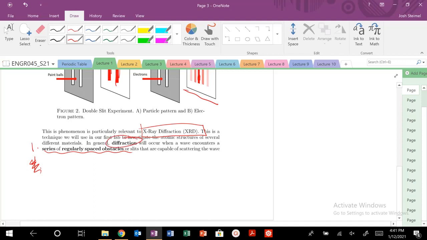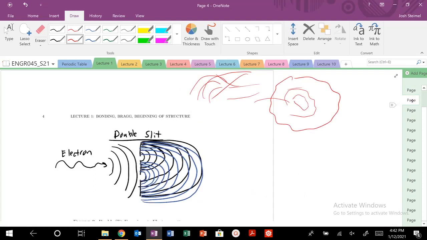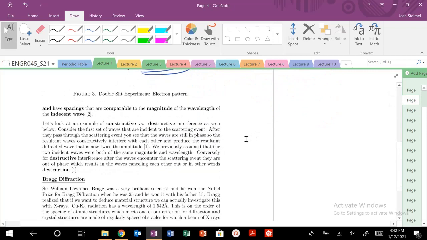We're going to go back and look at some examples of destructive and constructive interference in a second. But that's the first thing that we need. We need a series of regularly spaced obstacles. We need order in our material. So I'm just drawing a 2D lattice. We'll get to this in structure. We need a series of ordered arrangements, or a series of obstacles or slits, that are capable of scattering that wave. So one, we need an ordered array of obstacles.